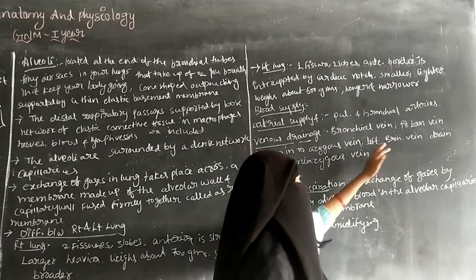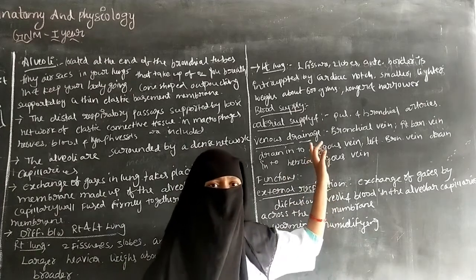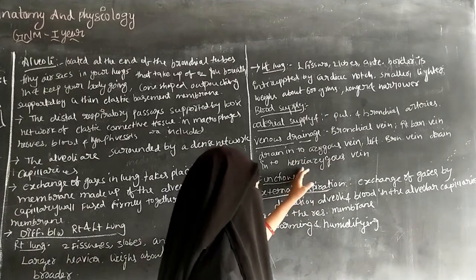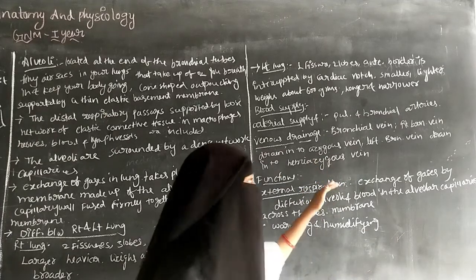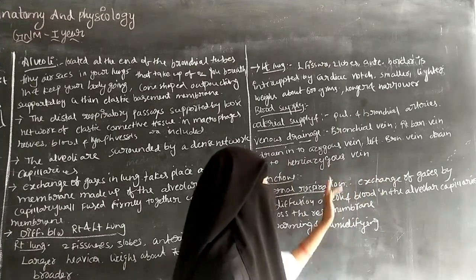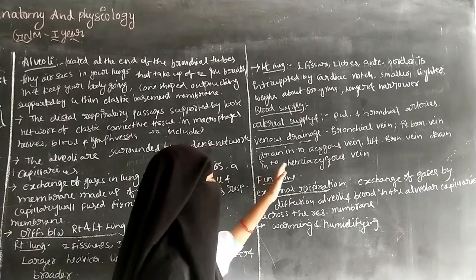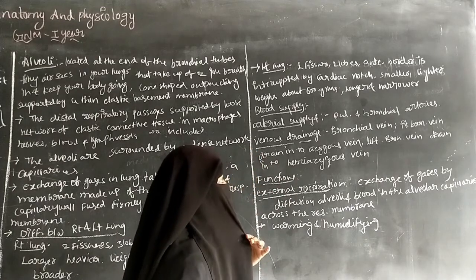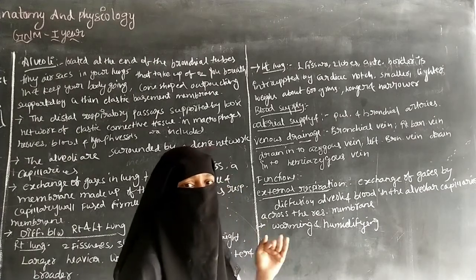Next, the left bronchial vein drains into the hemiazygous vein. The hemiazygous vein carries blood from the posterior intercostal veins. So the left bronchial vein drains its blood into the hemiazygous vein. That is venous drainage: there are two bronchial veins, the right bronchial vein and the left bronchial vein.